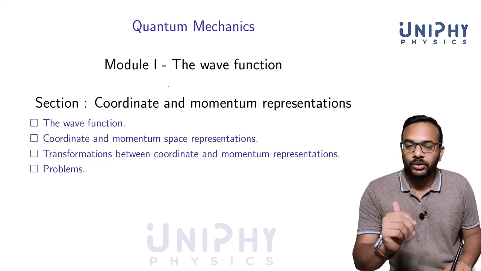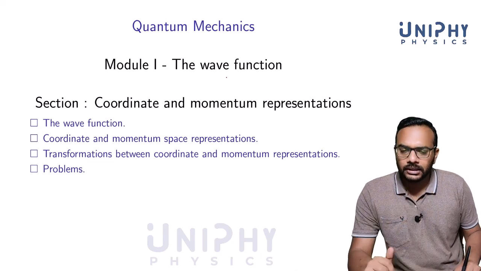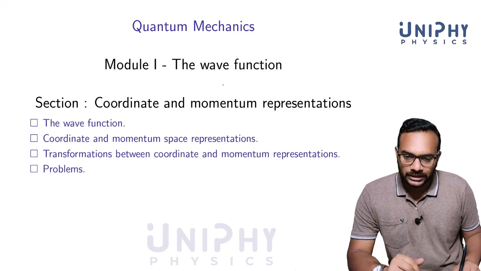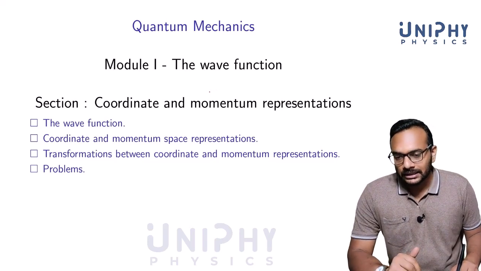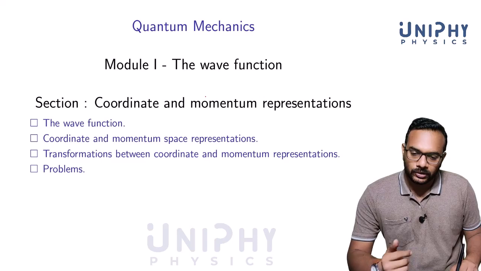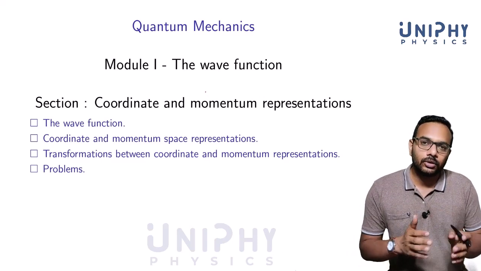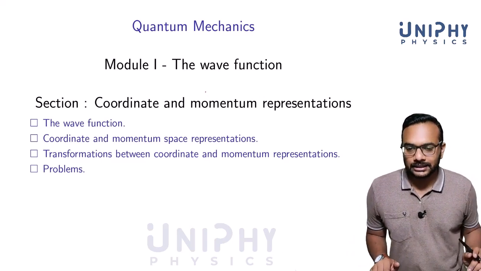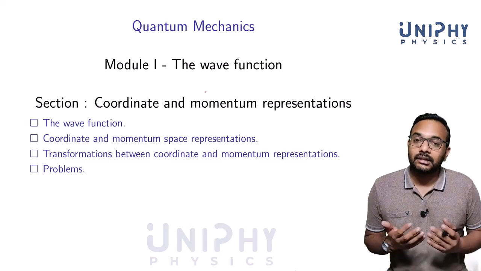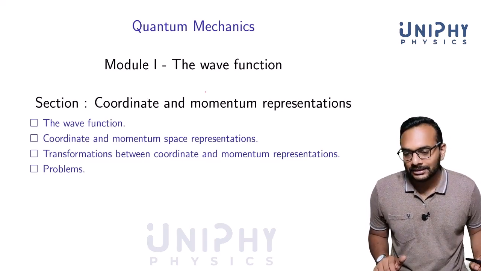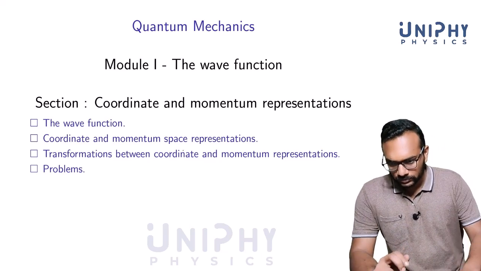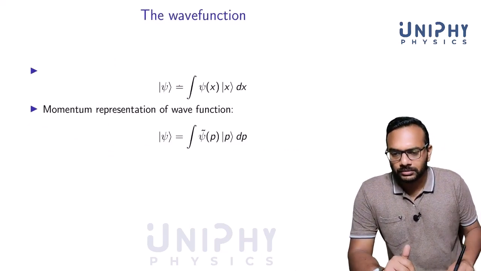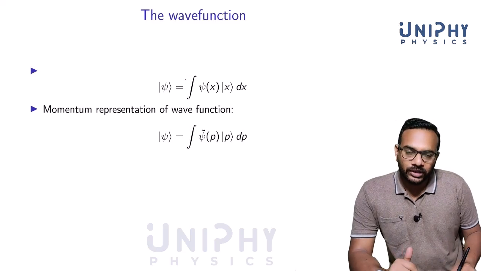Today we discuss the wave function. So what exactly do we mean by the wave function? We have discussed it in some detail in our previous classes. Today we'll just make it more explicit and we'll see how we can go from one representation to another. We are dealing with two representations in this session: the coordinate and momentum representations. We'll do a couple of problems. Now, what do we mean by the wave function?